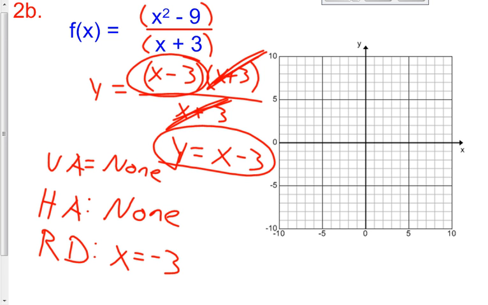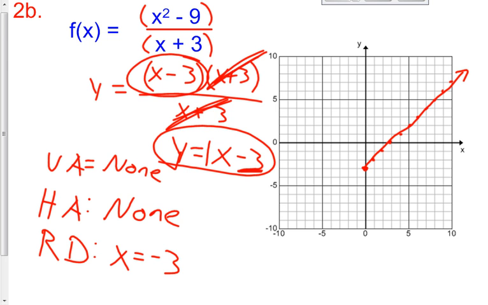So at negative 3 is our y-intercept, 1, 2, 3. We have a slope of 1. It's a rise of 1 and a run of 1. So I'm going to show you something here really quick. All we have is a straight line that goes up and to the right and down and to the left.